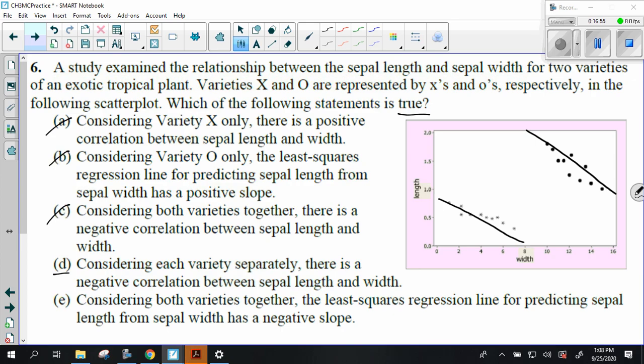Considering both varieties together, the least squares regression line for predicting sepal length from sepal width has a negative slope again. No, it's not. Okay, excellent. Let's choose D.